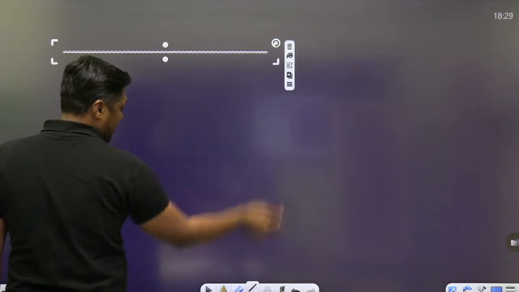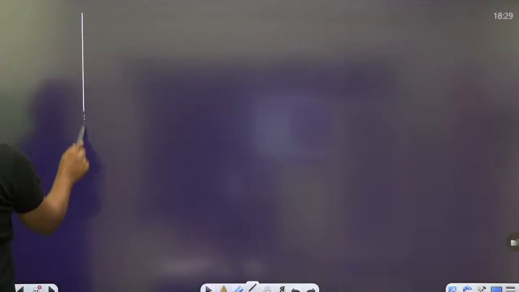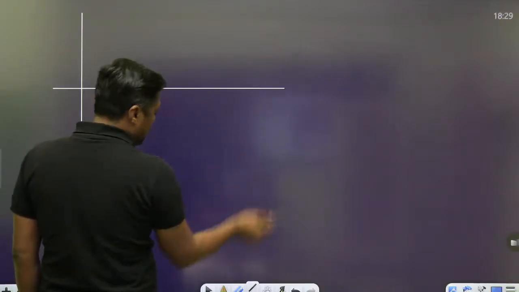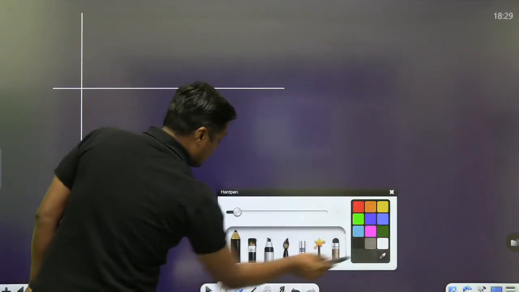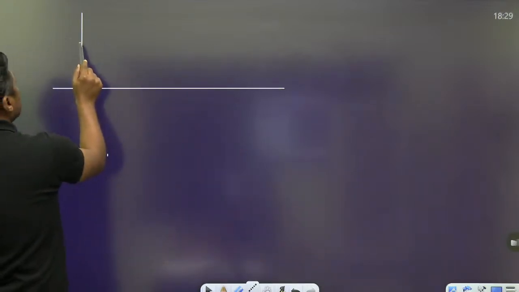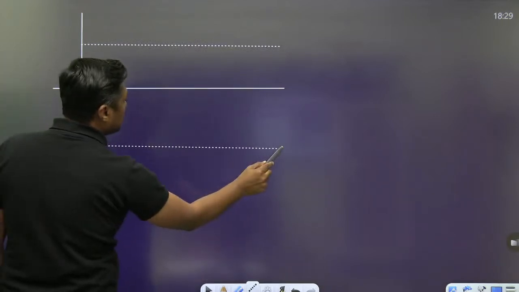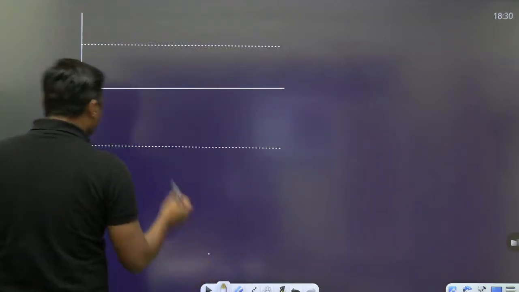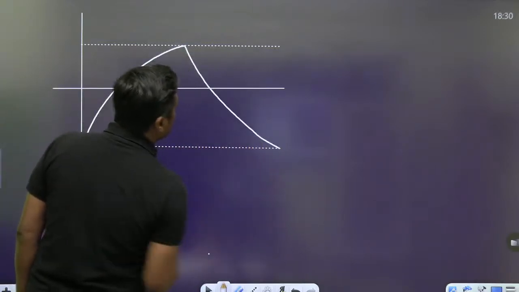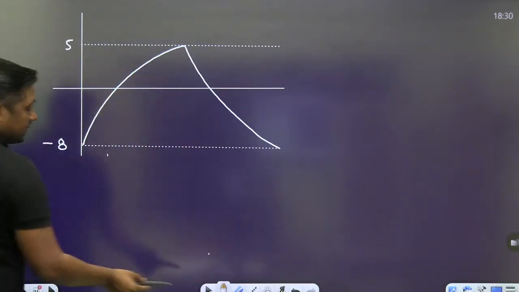So remember one thing. Once you get the idea about the upper threshold and lower threshold, now what is the voltage across the capacitor? Highest level is 5 volt, lowest level is minus 8 volt, right? Now the capacitor will charge from minus 8 to 5 and then 5 to minus 8.